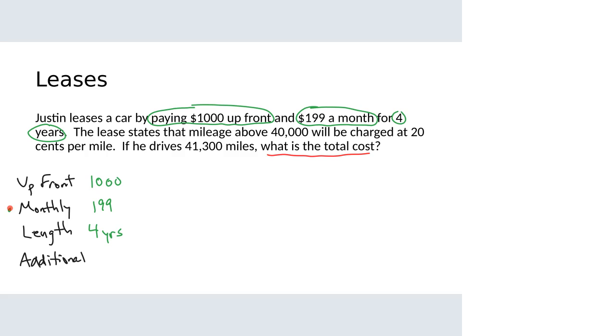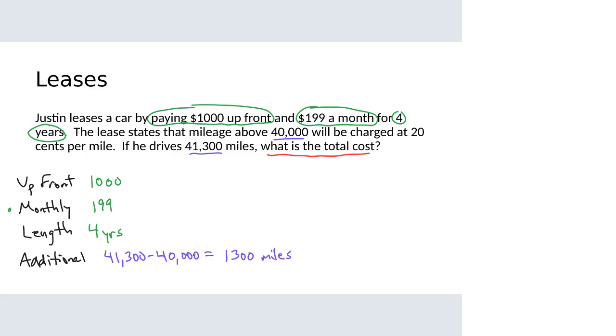Now, we didn't have those last time when Josie did the office space, but here with Justin leasing this car, it looks like we're going to have additional charges because he was allowed to drive 40,000 miles, but he drove 41,300. So he is going to have to pay for those additional miles. We're going to have to subtract 41,300 minus 40,000. He's got 1,300 miles that he needs to pay for. So we do have additional charges here that we didn't have before. All right, well, let's see what those are going to be then.